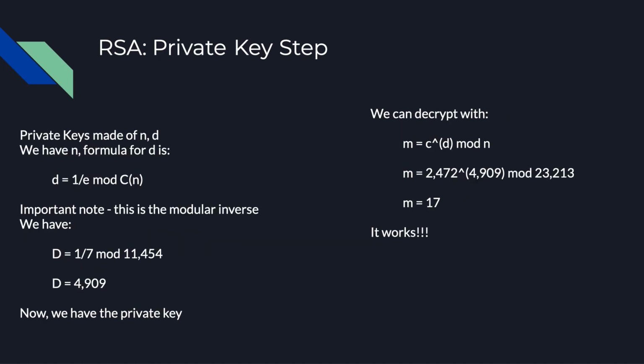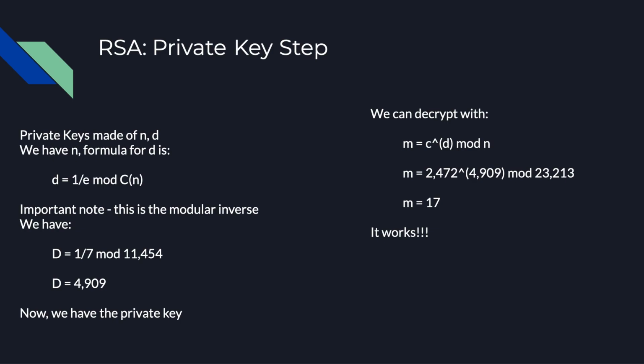So for the private key step, private keys are made of d and n, and we have n, and the formula for d is such: d equals 1 over e mod C of n. Now it's important to note that this is not the regular modular function, but it's something called the modular inverse, which is pretty outside the scope of this paper, but luckily there are online calculators for this, so we can just plug the numbers in. And we have d is 1 over 7 mod 11,454. And then solve that. d comes to 4,909, which is our private key.